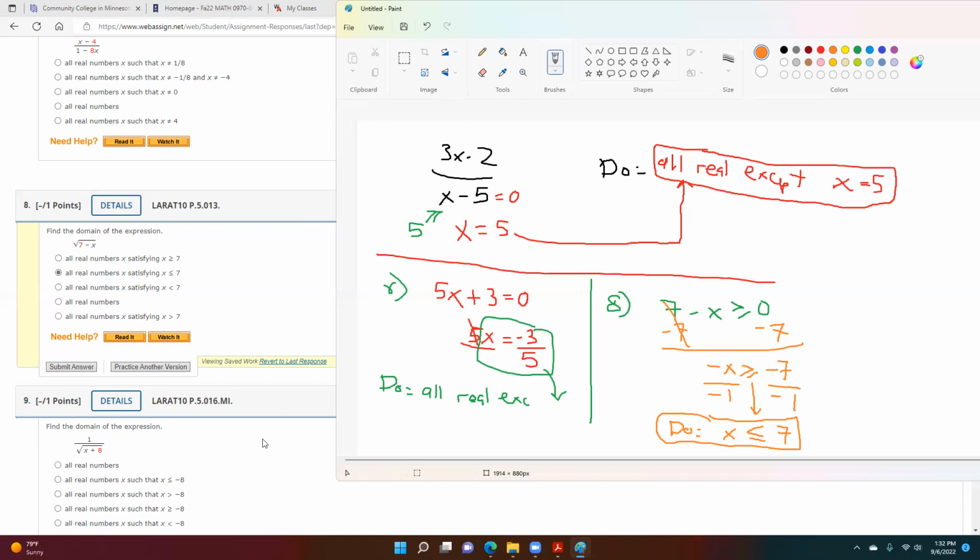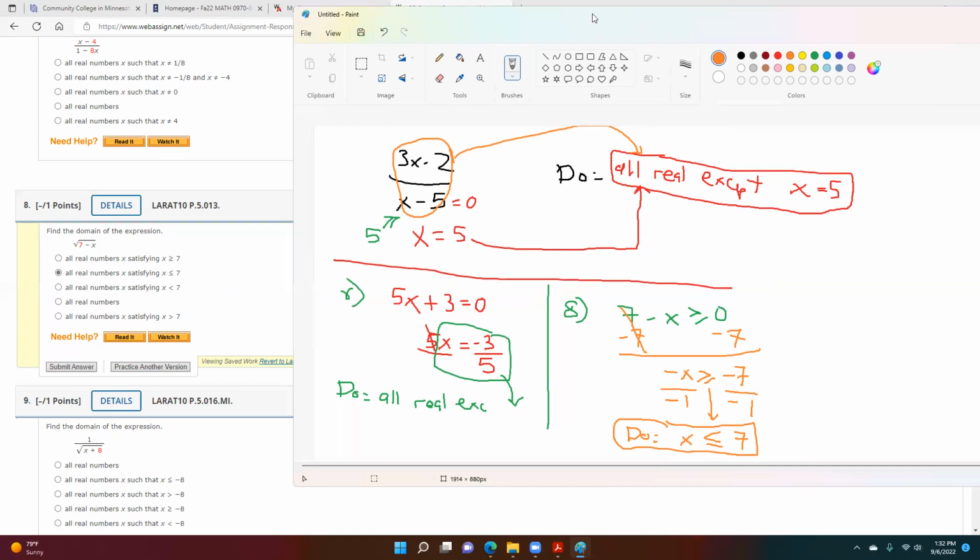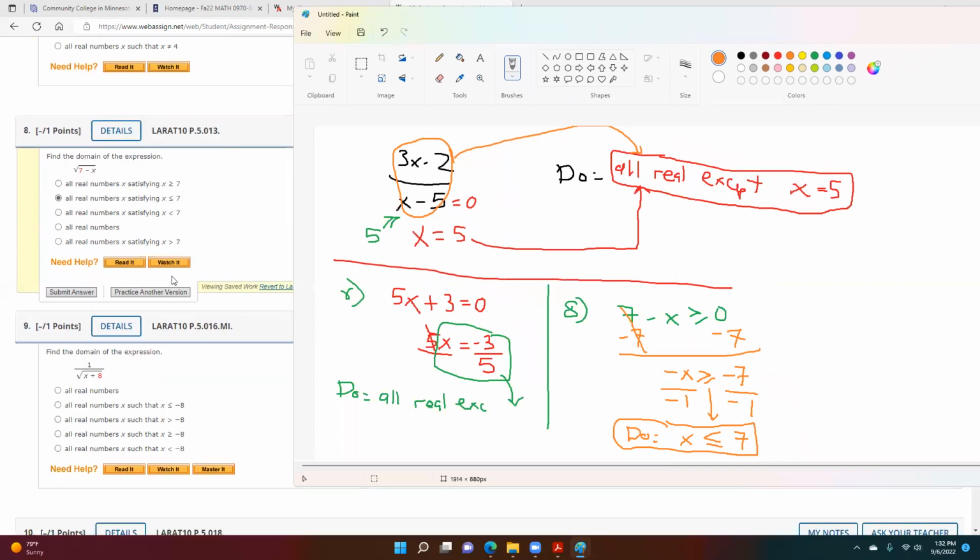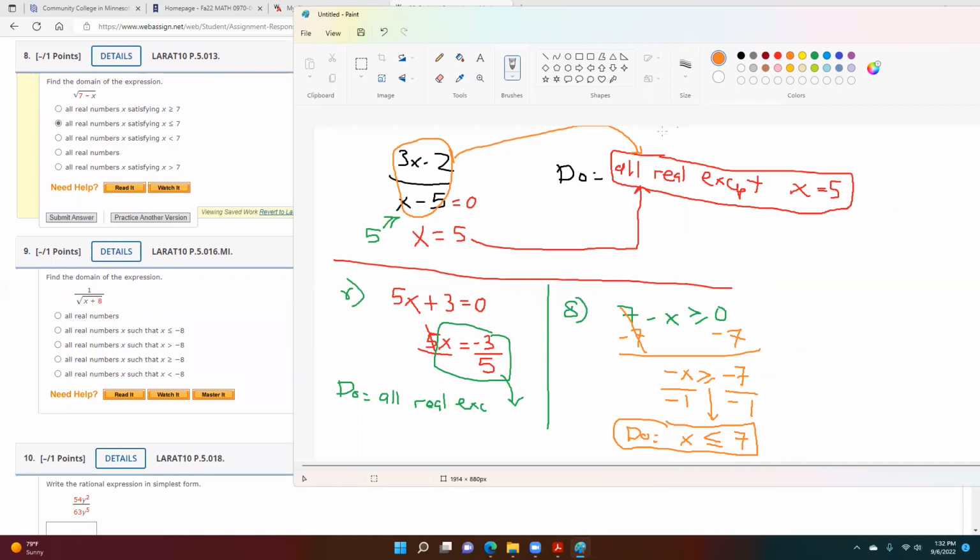The only time that you need to put all real numbers is when you have what? A rational expression. Then you need to give me all real numbers except something. For the rest of it, you just give me x is greater than or less than a number in this case. So very straightforward type questions here. So this is how we do question 8. Anyone have any questions for me?